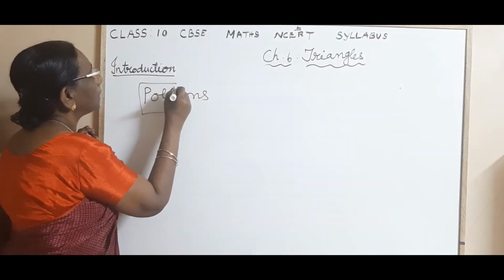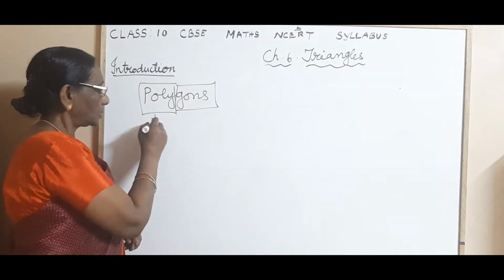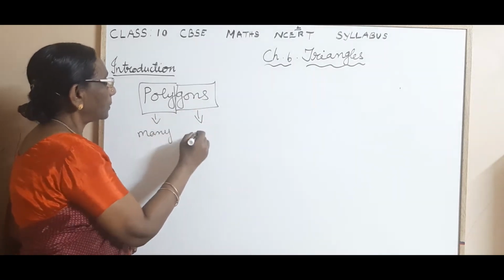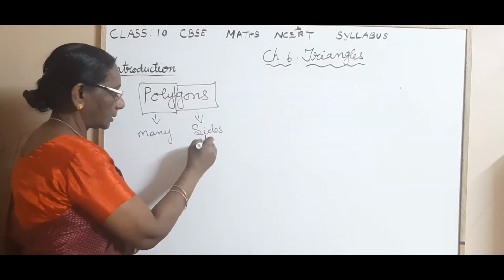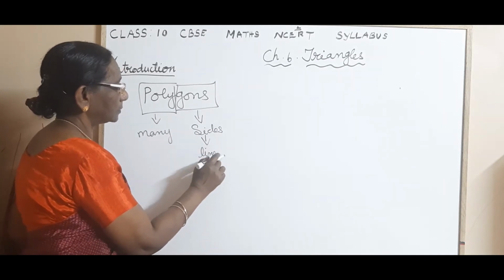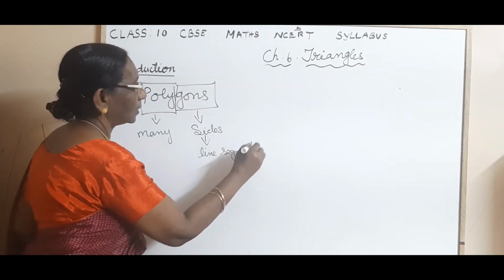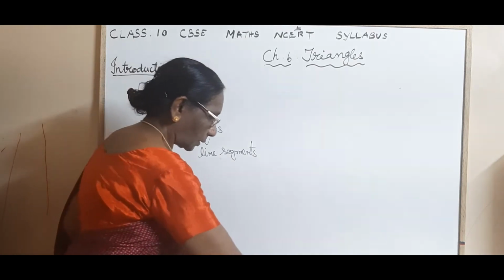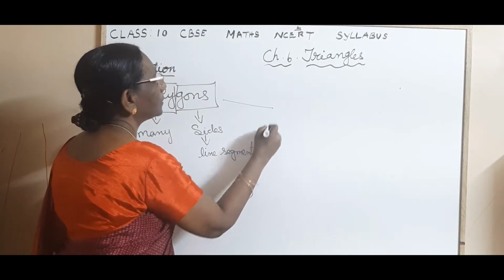Poly means many, gons means sides. So what is this meaning? You can split it into two: poly means many and gons means sides. What are these sides? These sides are formed by line segments. And from this, what conclusion have you come to? They are closed figures. They are not open figures.